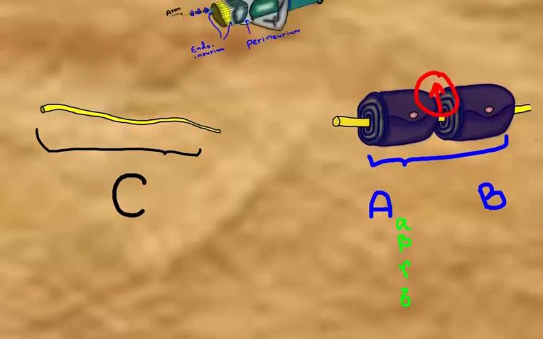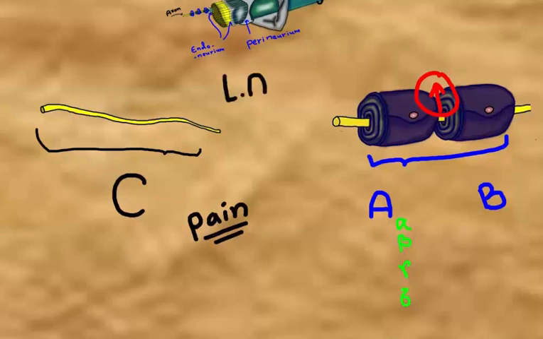A typical example of type C fibers are fibers that conduct pain sensation. And this is where local anesthetics work better in blocking the conduction of pain sensation before it reaches the brain.